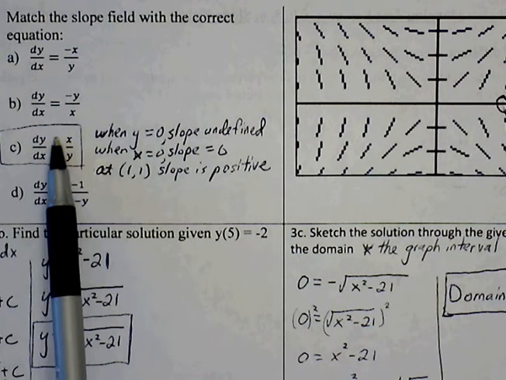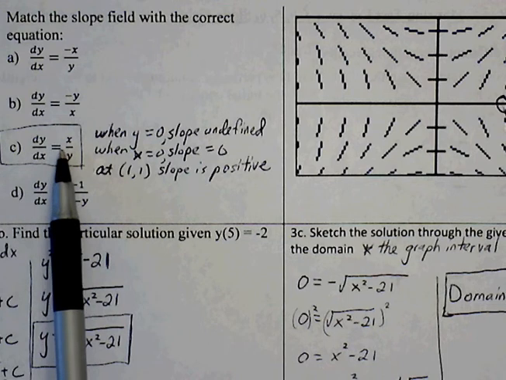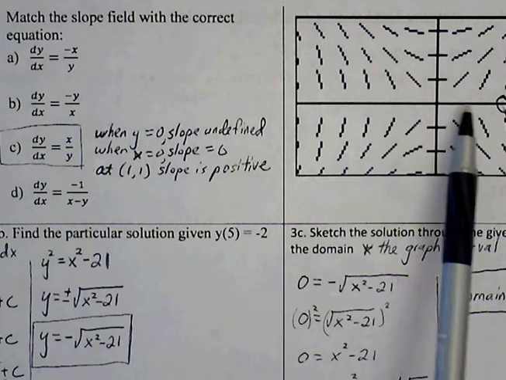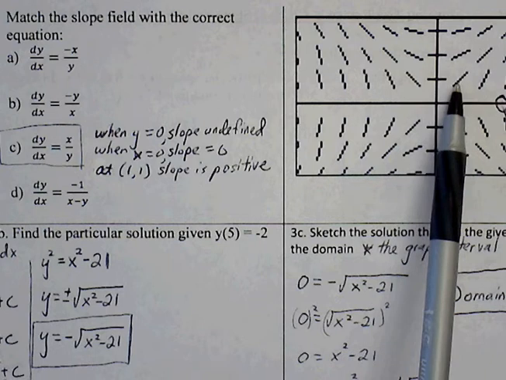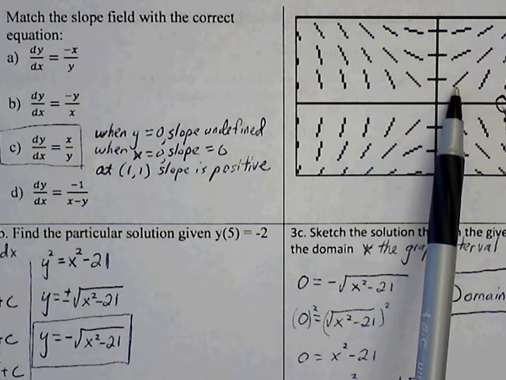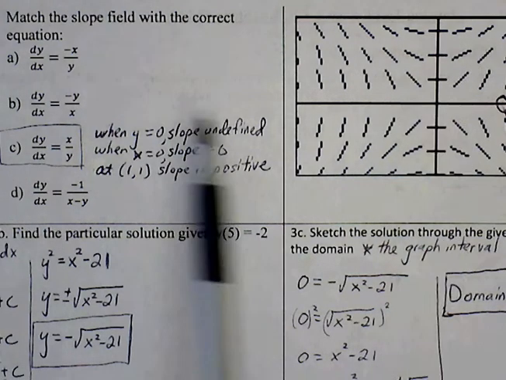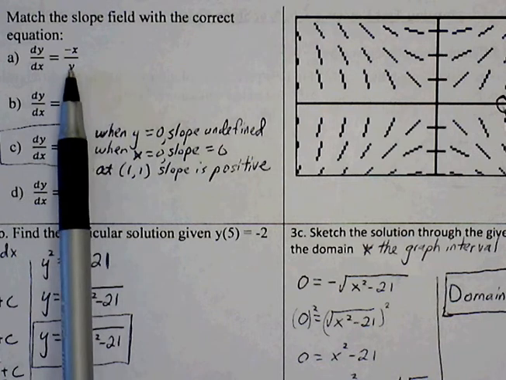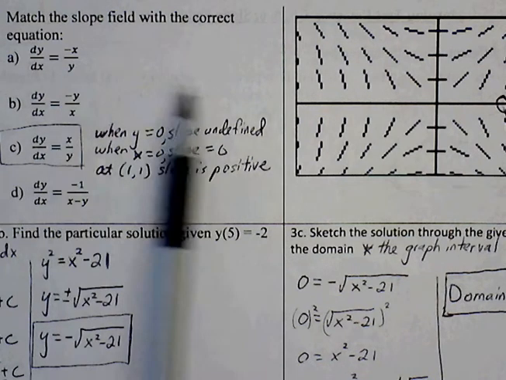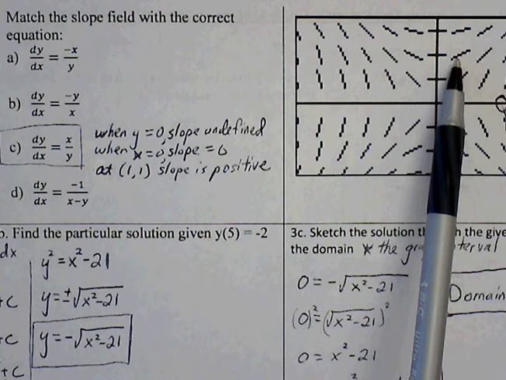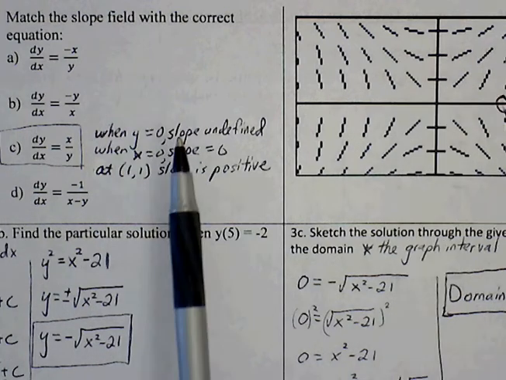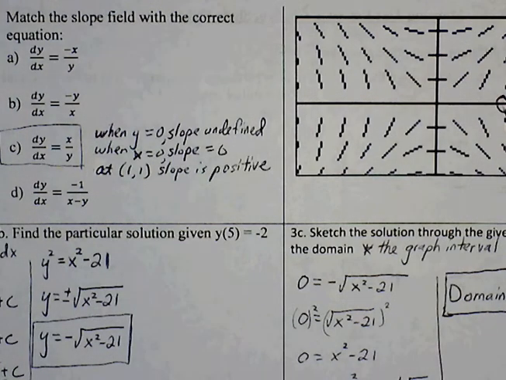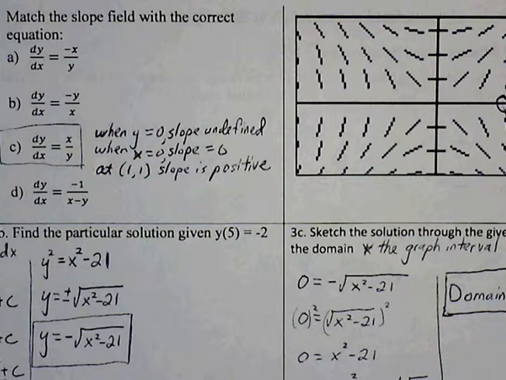So what we can do is simply plug in an ordered pair and test. At the ordered pair (1, 1), I have to be getting a positive slope, because that's what I see here. But if I plug in (1, 1), I'm getting a negative 1, and that is not going to match with what we know about the ordered pair (1, 1). So it must therefore be choice C. Okay.